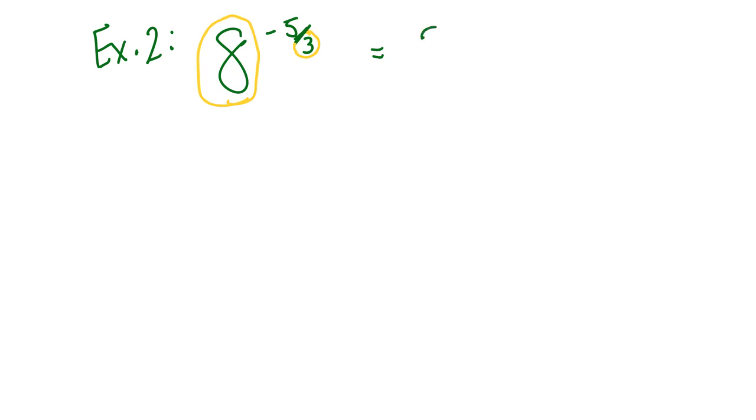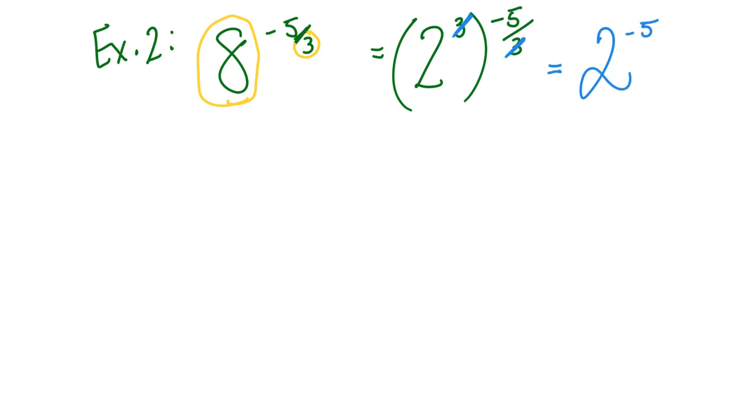Because I made you memorize this, and this is why I was preparing you all for this day, I know that 8 is 2 to the 3rd power, and all of this is to the negative 5/3 power. So notice, because a power to a power, we multiply. Going back to the laws of exponents, this and this can cancel out, and we have 2 to the negative 5th. Well, a negative tells me to put it on the bottom, and 2 to the 5th is 32.